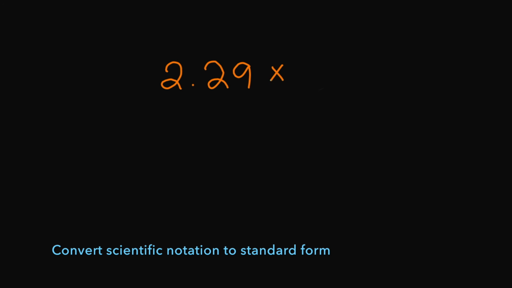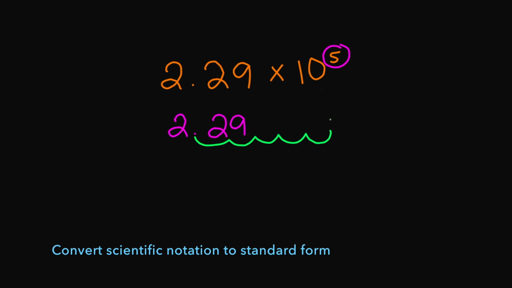2.29 times 10 to the 5th power. I have a positive exponent here. So am I going to move my decimal point to the left, or am I going to move my decimal point to the right? I'm going to move my decimal point to the right. So 1, 2, 3, 4, 5. My new decimal falls right there. And I am going to fill in these spaces now with zeros. So your answer here is going to be 229,000.